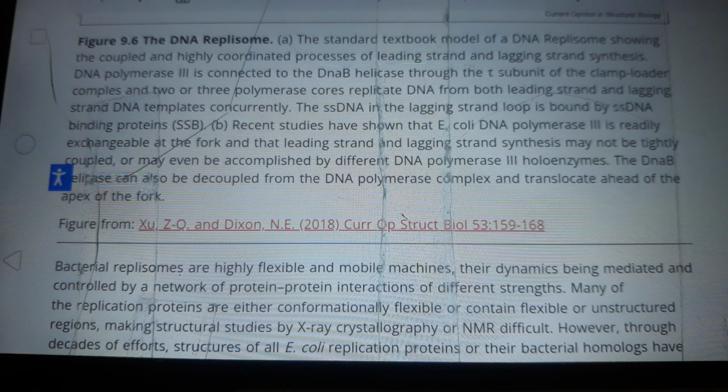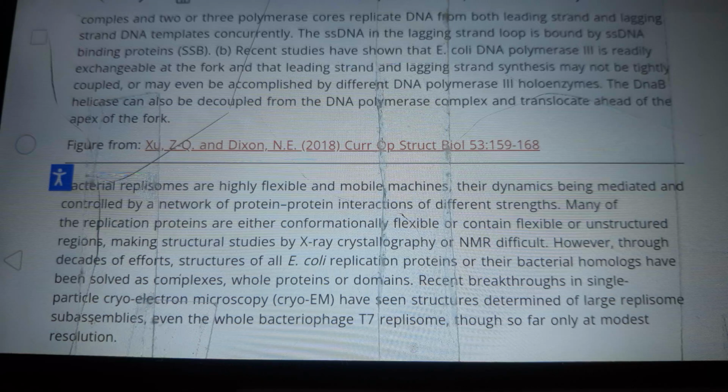Recent studies have shown that E. coli DNA polymerase 3 is readily exchangeable at the fork, and that leading strand and lagging strand synthesis may not be tightly coupled or may even be accomplished by different DNA polymerase 3 holoenzymes. The DnaB helicase can also be decoupled from the DNA polymerase complex and translocate ahead of the apex of the fork.